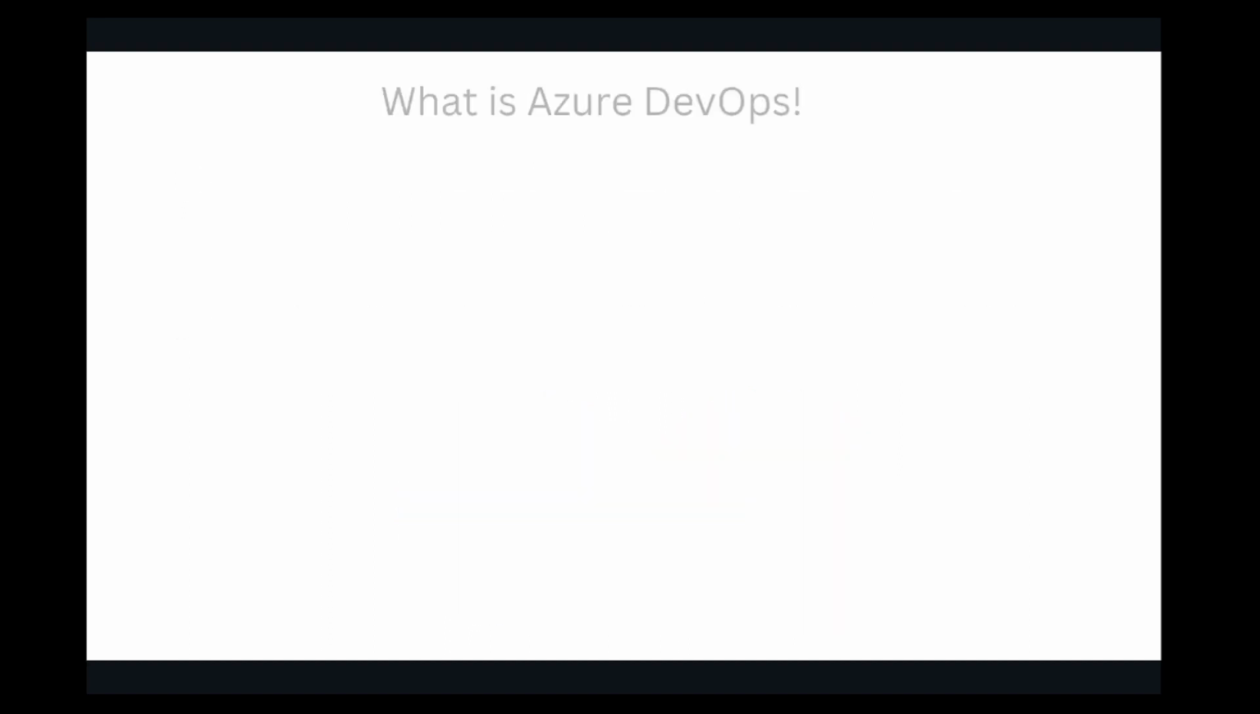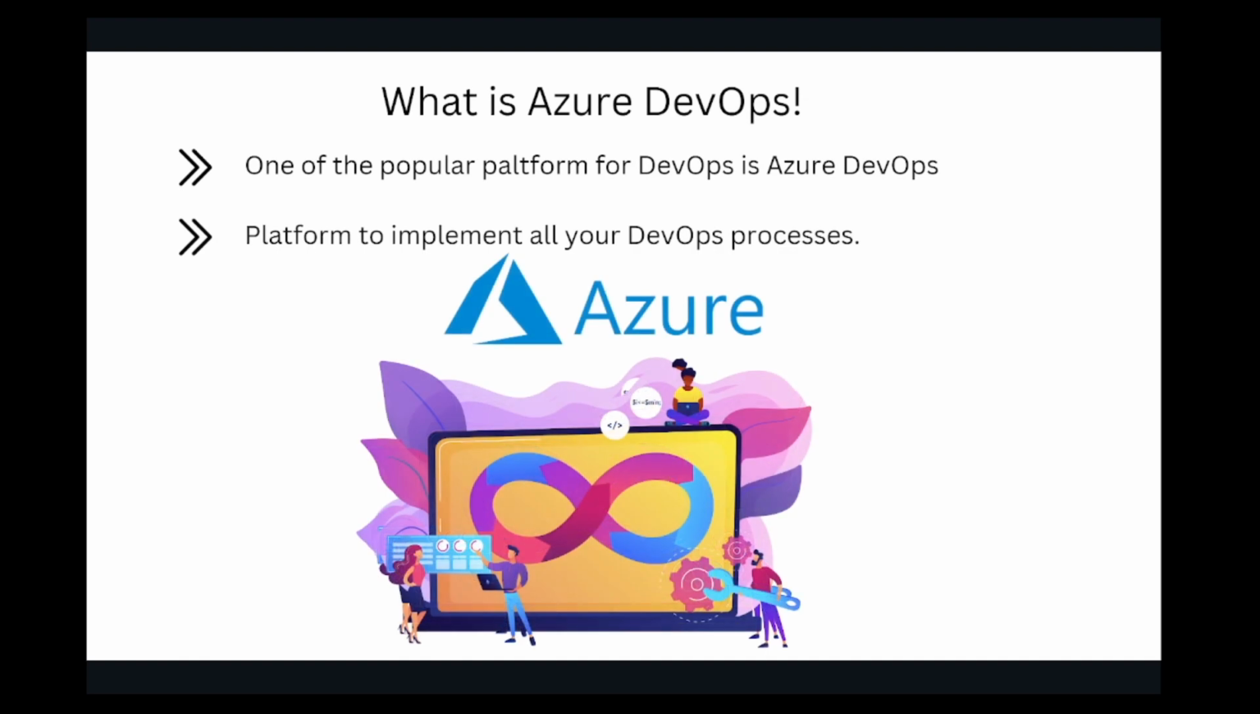Now we'll try to understand what is Azure DevOps. Azure DevOps is one of the popular platforms in DevOps, and it provides an end-to-end DevOps solution. End-to-end DevOps solution means starting from planning of the project, what we need to do, we will be planning it out till the end where the deployment is done in the production environment. So everything can be done on a single platform. It's like a one-shot solution for all your DevOps practices.